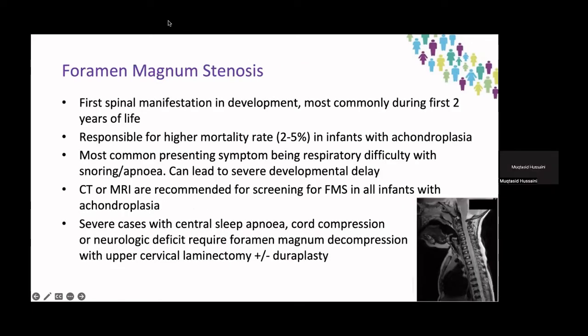Moving on to the orthopedic manifestations. Foramen magnum stenosis is the first spinal manifestation in development, and most commonly occurs during the first 2 years of life. It's responsible for the higher mortality rate of between 2 and 5% that's seen in infants with achondroplasia. The most common presenting symptom is respiratory difficulty with snoring or apnea, and it can lead to severe developmental delay. CT or MRI are recommended for screening for foramen magnum stenosis in all infants with achondroplasia. In more severe cases with central sleep apnea, cord compression, or neurologic deficit, they require foramen magnum decompression with an upper cervical laminectomy with or without duroplasty.